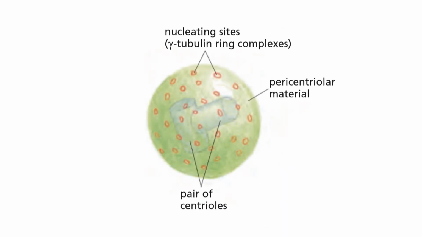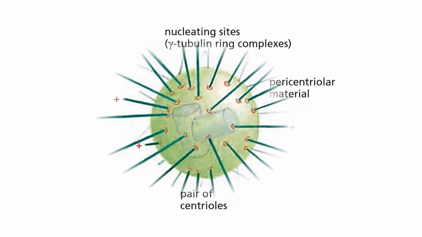So here's another view of the centrosome. You can see the centrosome here. You can see the centrioles inside, a pair of them. And you can see the pericentriolar material, this green translucent structure. And you can see outlined the gamma tubulin ring complexes, the gamma TuRC. So when the microtubules are nucleating, they will grow this way to the outside.